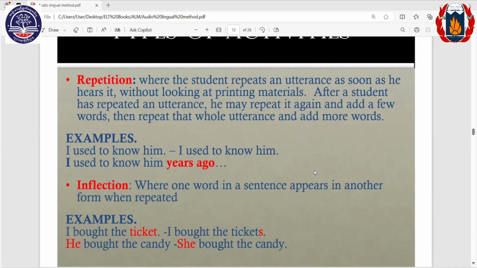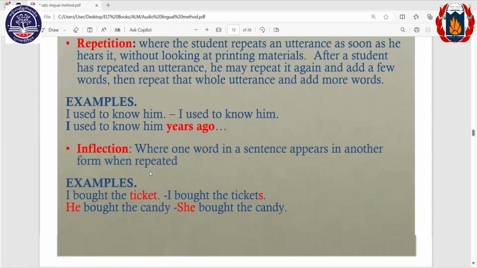And then he can add a few words based on the first sentence. For example, I used to know him, or the student also says, I used to know him. And you can expand this sentence, I used to know him years ago, or like that. You can expand, you can stretch this sentence.